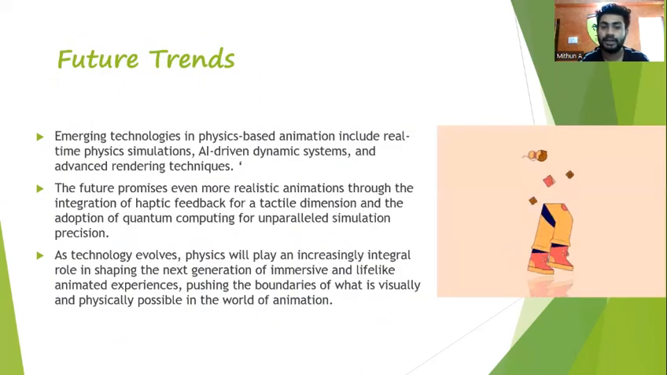Future trends. Emerging technologies in physics based animation include real time physics simulation, AI driven dynamic systems, and advanced rendering techniques. The future promises even more realistic animations through the integration of haptic feedback for a tactile dimension and the adoption of quantum computing for unparalleled simulation precision. As technology evolves, physics will play an increasingly integral role in shaping the next generation of immersive and lifelike animated experiences, pushing the boundaries of what is visually and physically possible in the world of animation.